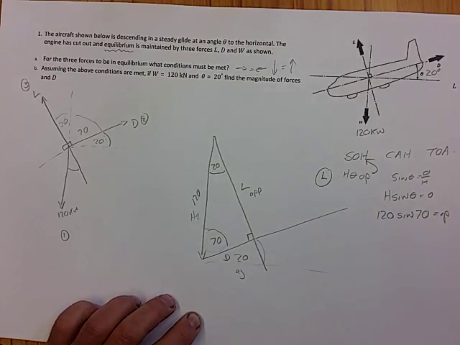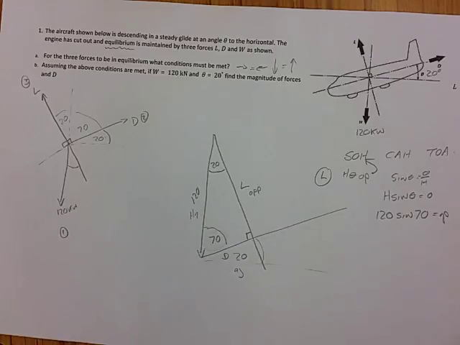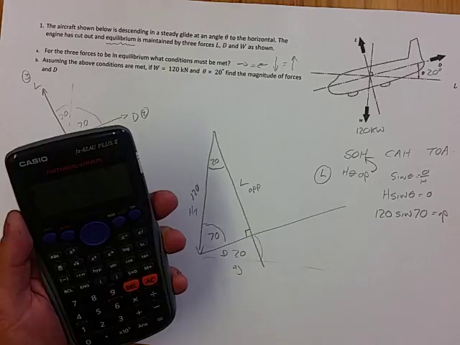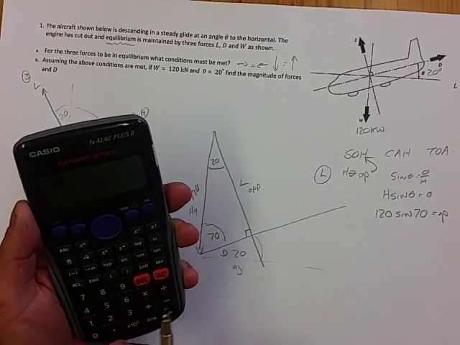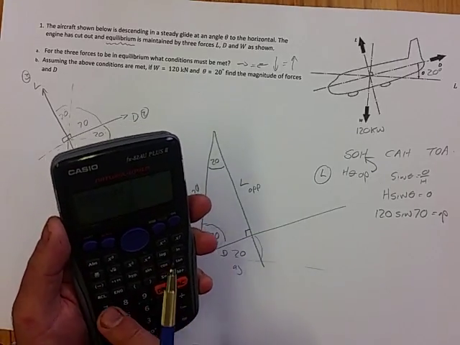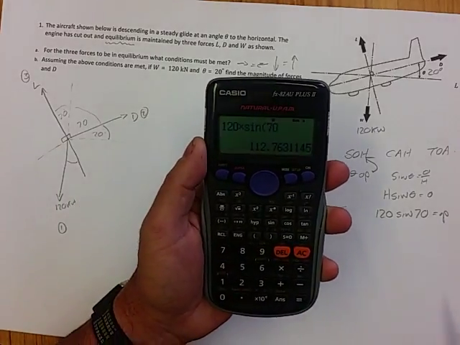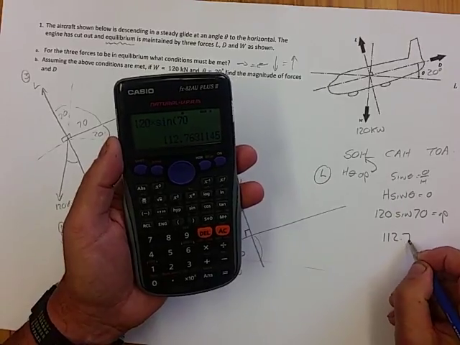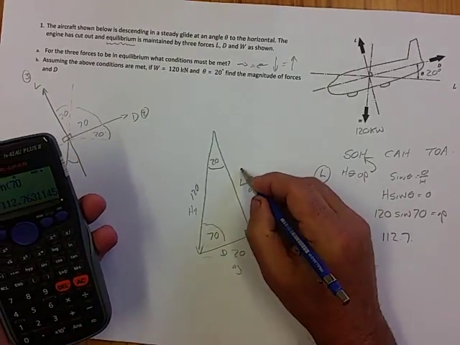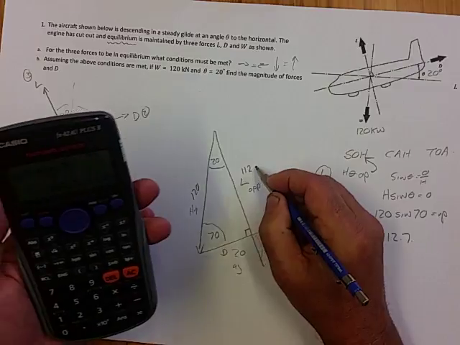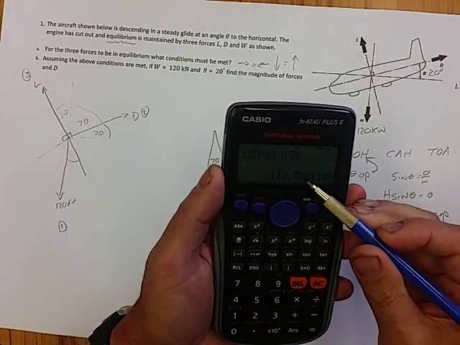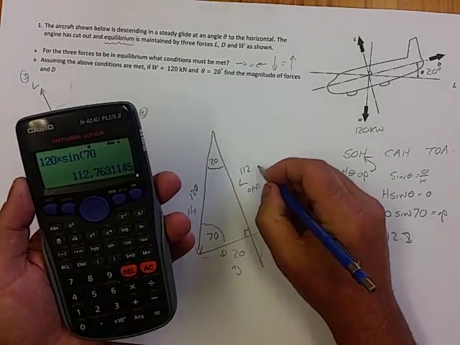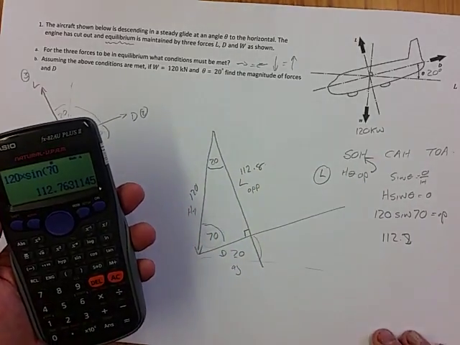So we just reach for our calculator, and our calculator knows BODMAS, so we can just put the numbers in as they're written here. 120 times sine 70 equals 112.7. So L is 112.8. Remember to do your rounding. We've got the 6, so that makes it an 8. So that's correct to four significant figures.